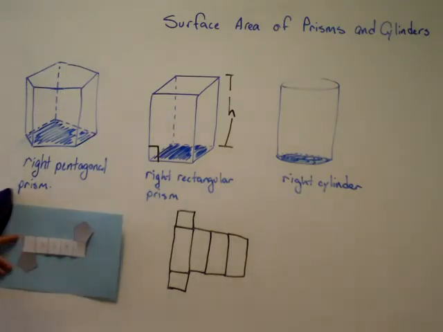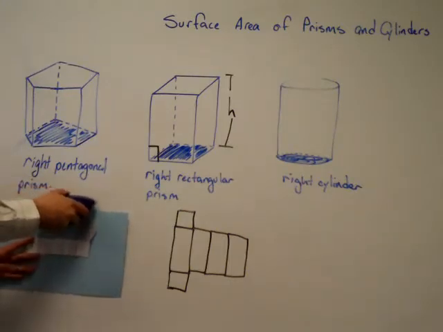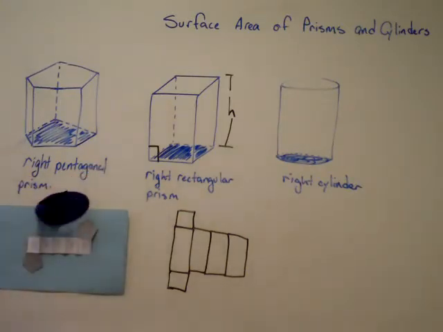So the net for this prism is the pentagonal base, the other pentagonal base, and then 1, 2, 3, 4, 5 rectangles that go around the outside of that shape, the lateral faces of the pentagonal prism.